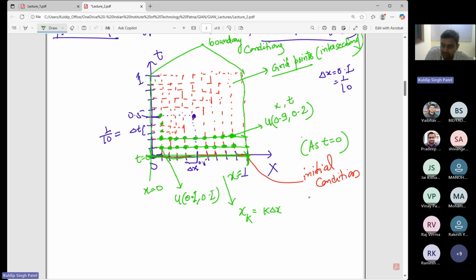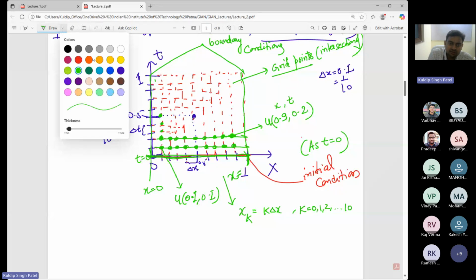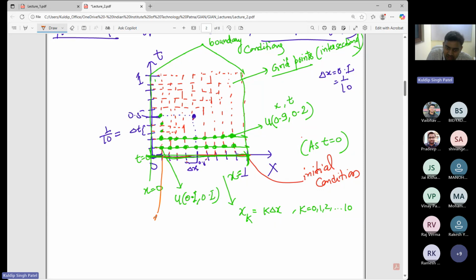So tell me, where k is 0, 1, 2, and so on, up to 10. Agree? So you can simply see, let me change the color so that you can understand even more clearly. This is basically x1, this is x2, this is x3, and so on. And what is x3? x3 is 3 times delta x, because this is delta x, this is delta x, and this is delta x.